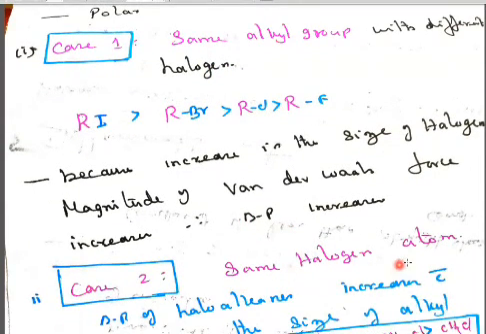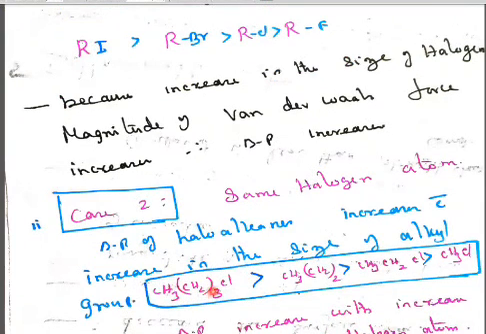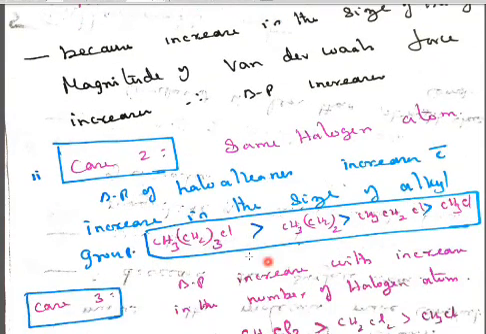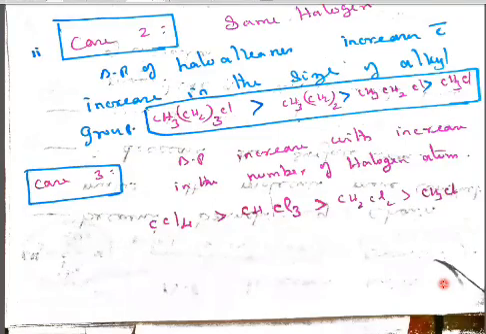Next case is the same halogen atom with different alkyl groups. So this is a tertiary alkyl, secondary alkyl, and primary alkyl and methyl group. As the alkyl groups increase, the boiling point also increases. The boiling point increases with increasing number of halogen atoms: 4 halogen, 3 halogen, 2 halogen, only 1 halogen. More halogen, more boiling point. Less halogen, less boiling point.